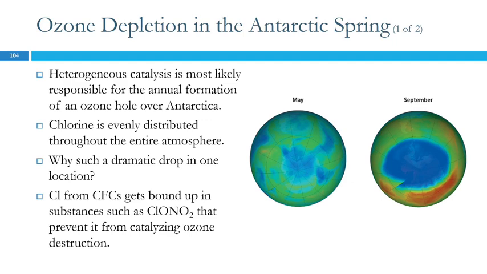So what's going on here? Well, chlorine is evenly distributed throughout the entire atmosphere. Those chlorofluorocarbons have gone everywhere, they spread out, it's equal. So that doesn't explain why this hole would form in one place. Something different has to be happening here.